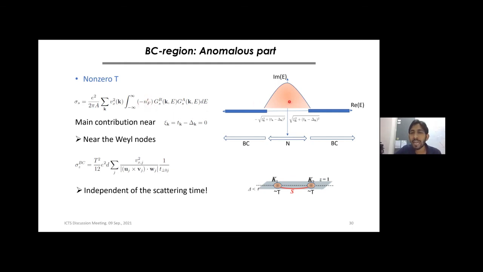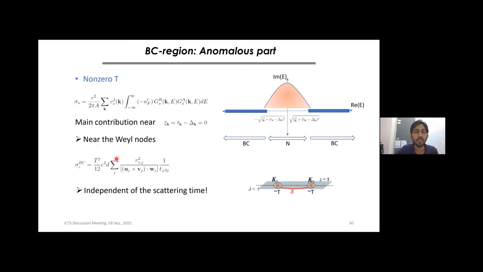And the moment I do that, you can immediately see that the dominant contribution comes from the edge of the branch cuts. And you can see the edge is defined by xi k and tk minus delta k. That means we are getting a dominant contribution from the region xi k equals tk minus delta k equals 0. But as I had told you, this is exactly the region which is by definition the Weyl node, right? That means this part is encapsulating or capturing the contribution from the Weyl node.